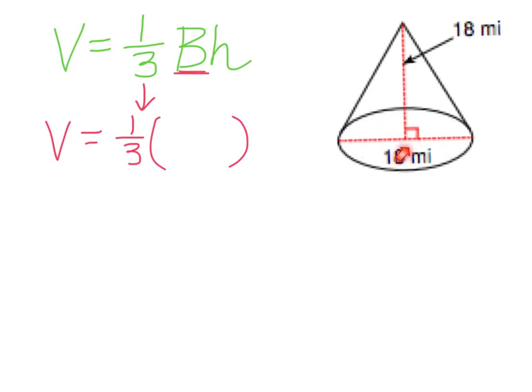This is the bottom, the base. So I need to find the area of a circle. The formula for the area of a circle is pi times the radius squared. So I need to do pi times, the radius is just halfway across, so that would be 9 squared. Okay, and lastly I need the height.